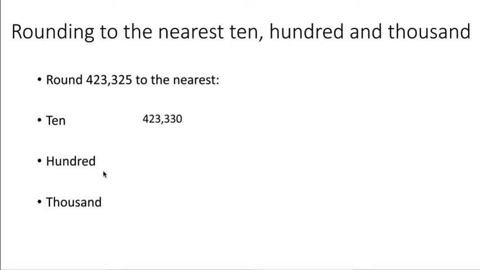Okay, if we're rounding to the nearest 100, we need to look for the hundreds, which is the 3 here, 300. And then we need to look at the tens. If it's 5 or above, 5 or more tens, we can round up. If it's below 5 tens, we round down. Write your answer.